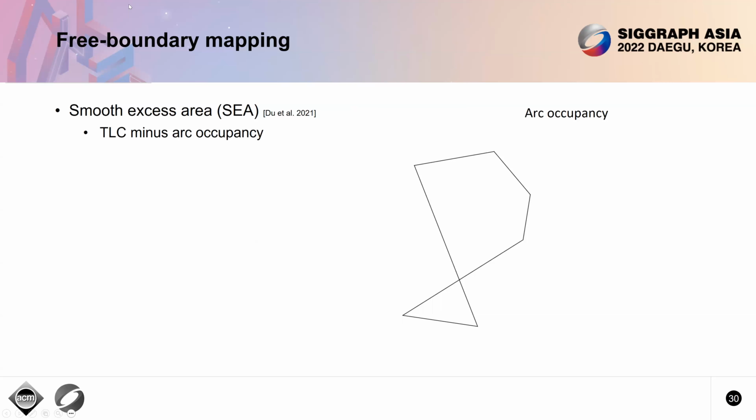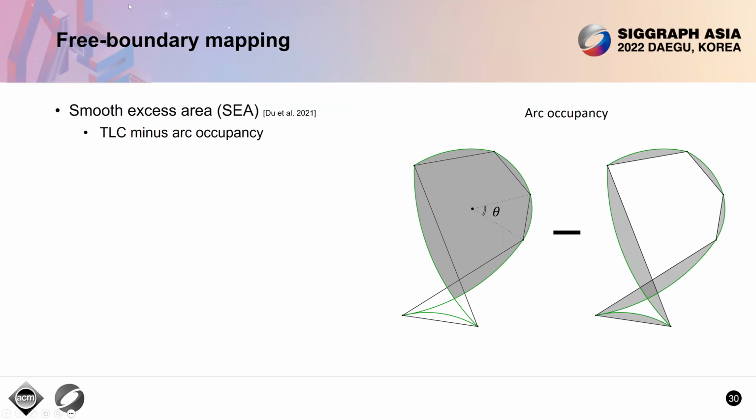We first replace each boundary edge with a circular arc, whose center angle is theta, which is a constant parameter for every arc. We then define the occupancy of the curved boundary as the area with positive winding numbers. Finally, we define the arc occupancy as the difference between the occupancy and the total area bounded by each edge and its arc. SEA energy has many nice properties.